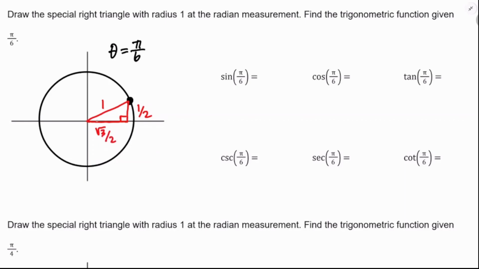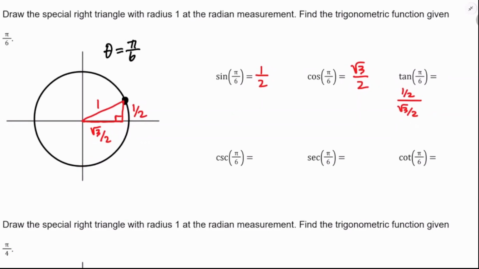And sine of pi over 6 is opposite over hypotenuse, 1/2 divided by 1. Cosine is adjacent divided by hypotenuse, root 3 over 2 divided by 1. Tangent of pi over 6 is opposite over adjacent. So I need to do a little bit of work off to the side. Opposite is 1/2 over adjacent, root 3 over 2.